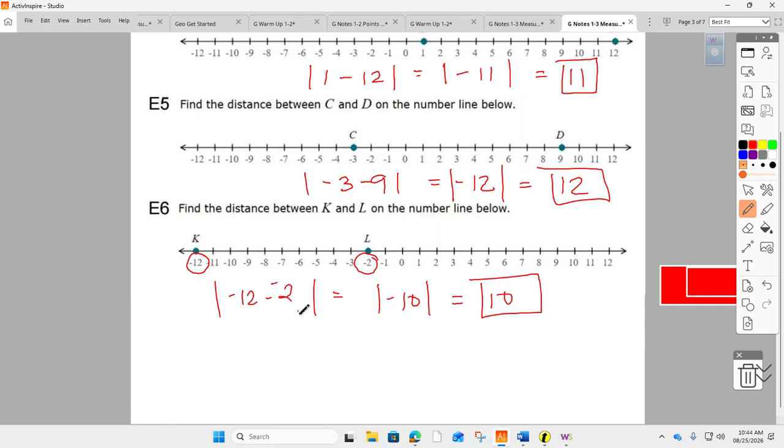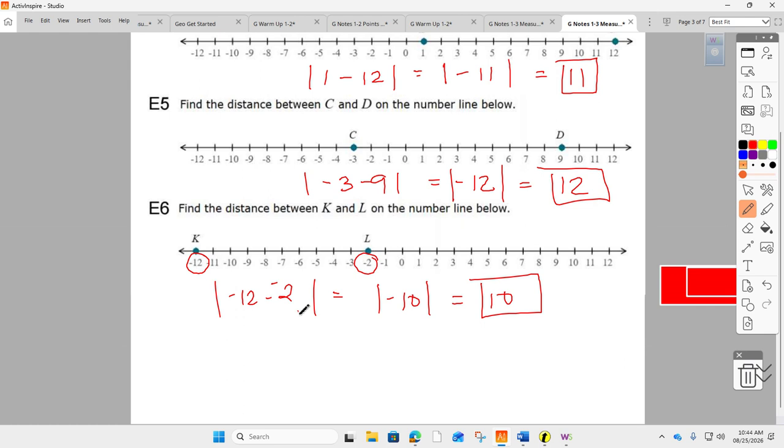Negative 2. Yep. Yeah, because you didn't enter it on your calculator. So 12 negative, minus 2 negative equals negative 10. Yeah, you got to do minus, then 2, then the negative button.